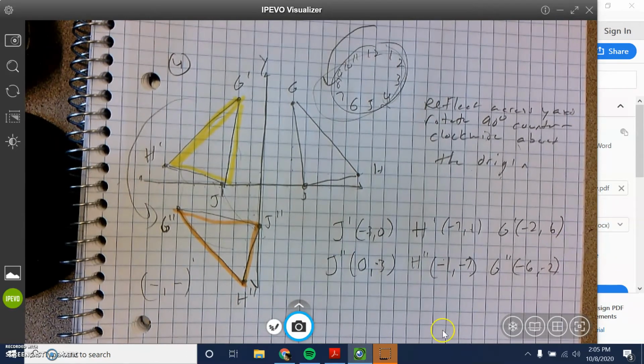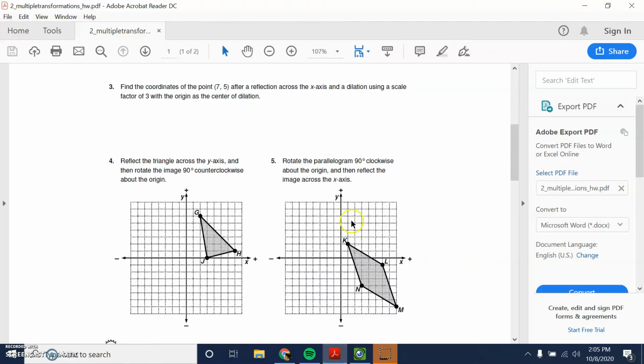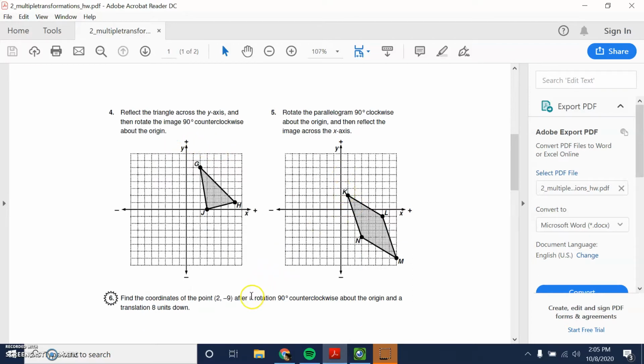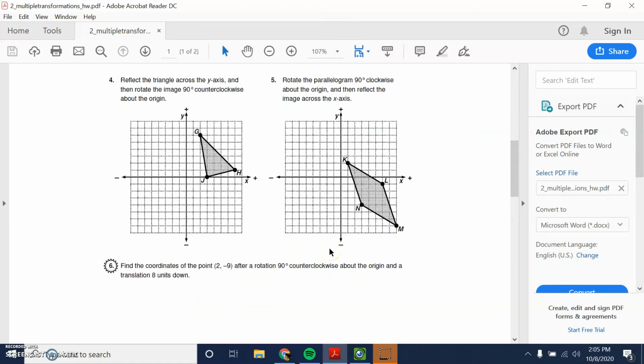Now, your turn. We did number 4. I want you to do number 5 and number 6. Draw a picture on number 6 if you need. Show me you know it. Use the same skills you just learned. Ready, set, go. All right, good job.